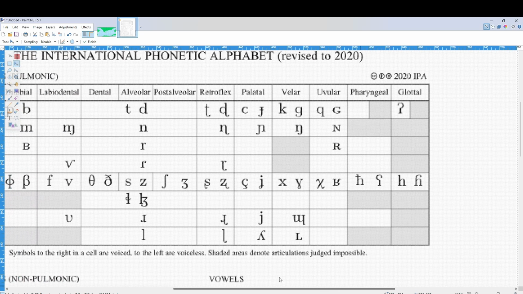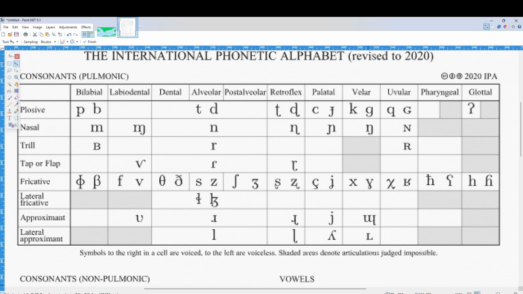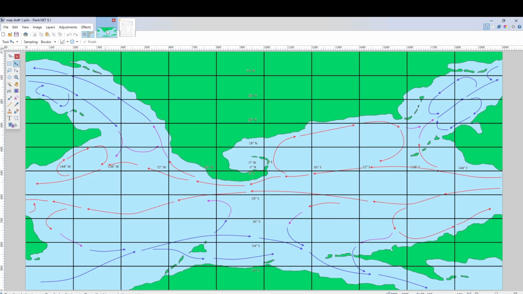Now this guide will hopefully show you how to use the IPA in your everyday life. Hold on, sneak peek. This is what I'm working on. This is the planet for my conlang. That's all you need to know.